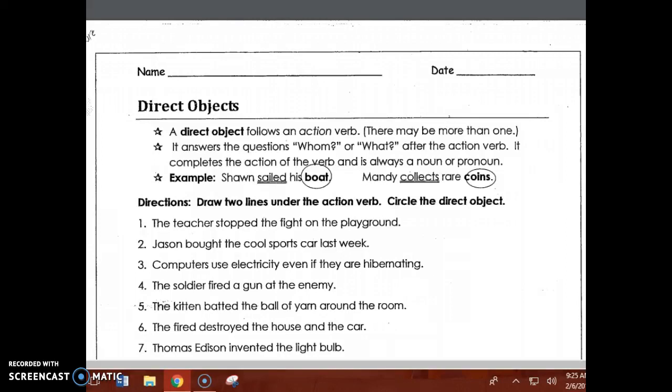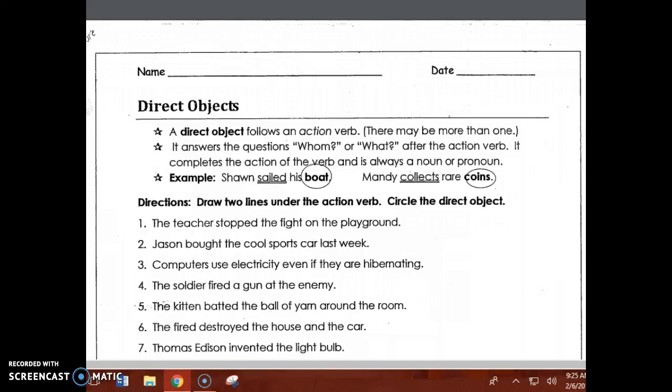Your directions here are to draw 2 lines under the action verb and circle the direct object. You need to note that there will be 5 other verbs in these 20 sentences that do not have direct objects, but they are action verbs. Remember, 2 lines under the action verb, circle direct object.